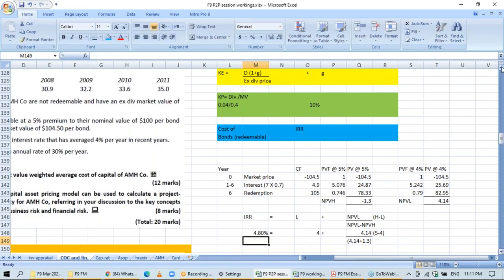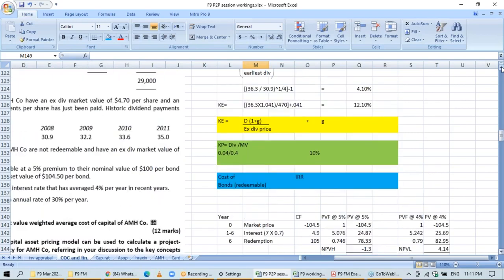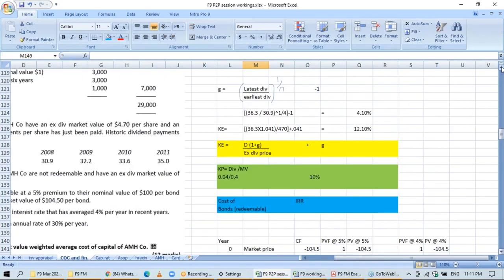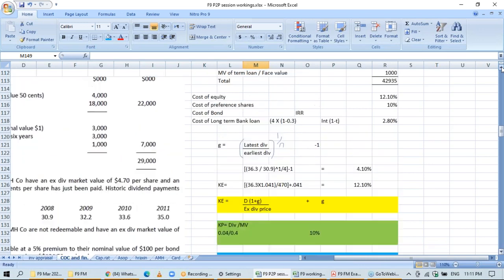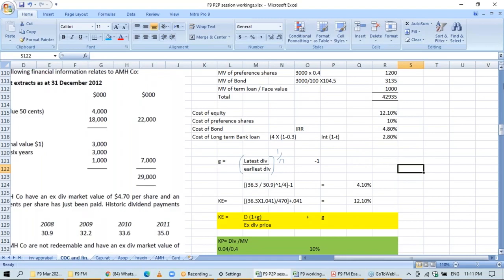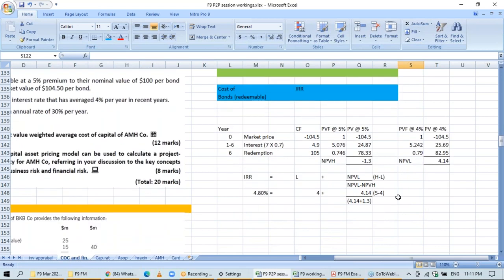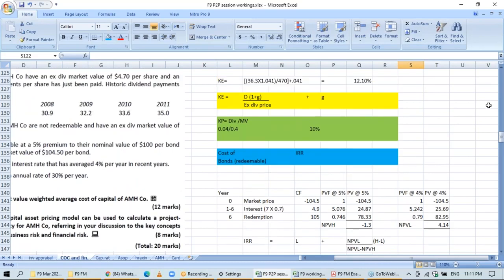So there we go. We have now calculated the cost of all four items of financing received by the company, AMH, and we have also got the market value. Now we will take the average of these four. Right, so let's take the average, and that average is known as the weighted average cost of capital. So let me calculate the weighted average cost of capital now.